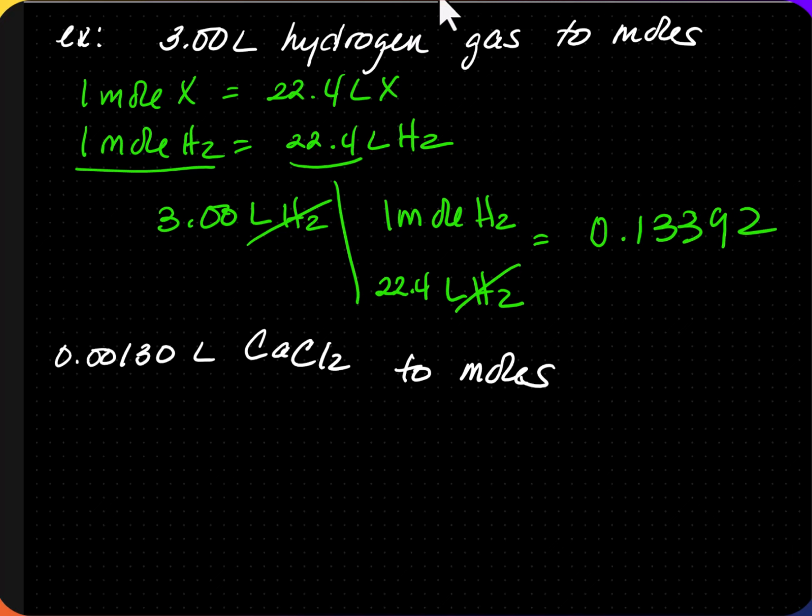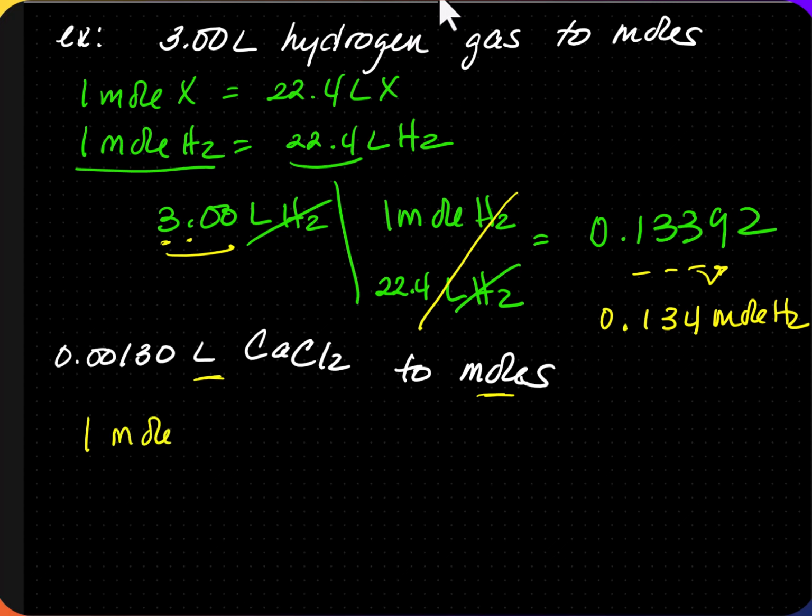Now we need to do sig figs. Conversion factors don't count. There are 3 in my beginning number because there's a decimal, significant digit, so those zeros are significant. So 1, 2, 3, I look 1 to the right, so it becomes 0.134 moles of H2. The next problem, we're going to start with liters and we're going to go to moles, so we know it's molar volume.